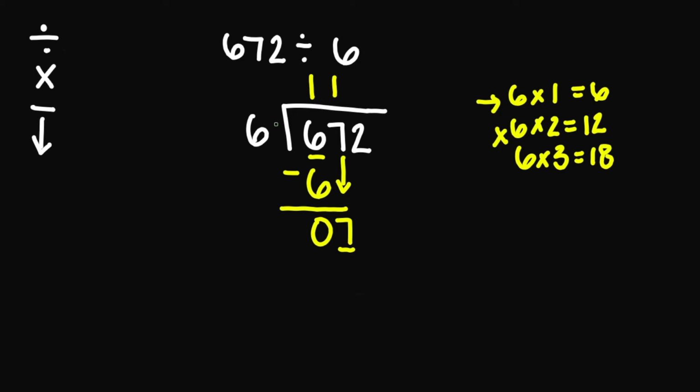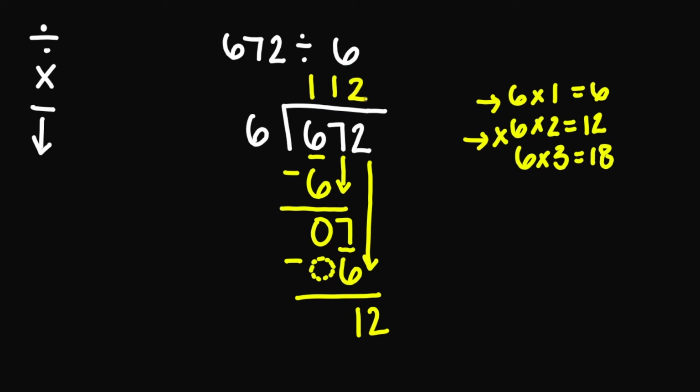So now I'm going to multiply. 6 times 1 is 6, and now I'm going to subtract. So you're going to subtract 7 minus 6, that's going to give you 1, and then 0 minus 0, there's an imaginary 0 here, that's going to be 0. Now I'm going to bring down my 2. 6 goes into 12 how many times? Based on our chart here, 6 goes into 12 2 times. So I'm going to write a 2 up here. 6 times 2 is 12. And now I'm going to subtract. 12 minus 12 is 0. 672 divided by 6 is 112.